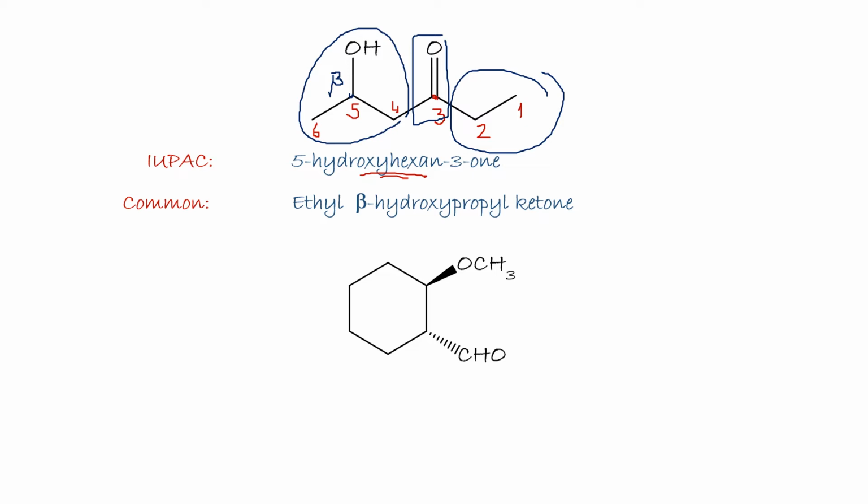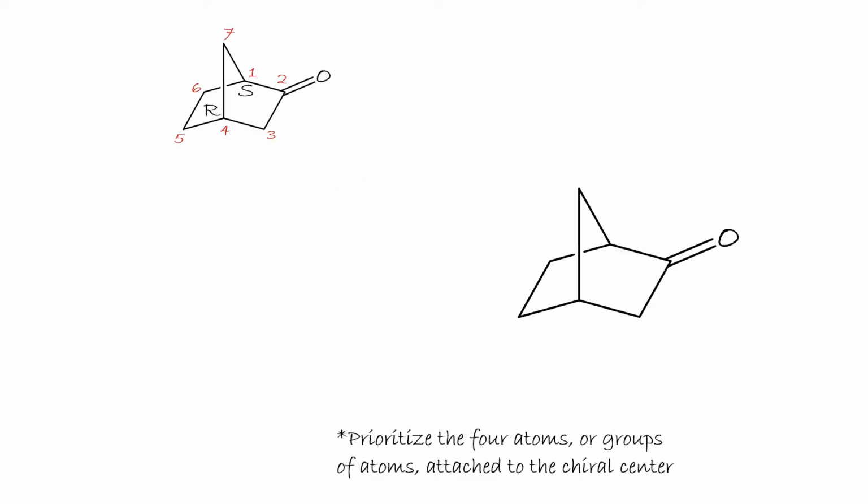For this one, we have aldehyde functionality and methoxy trans to each other. So that will be trans-2-methoxycyclohexane carbaldehyde. Trans-2-methoxycyclohexane carbaldehyde. We don't have a common name.